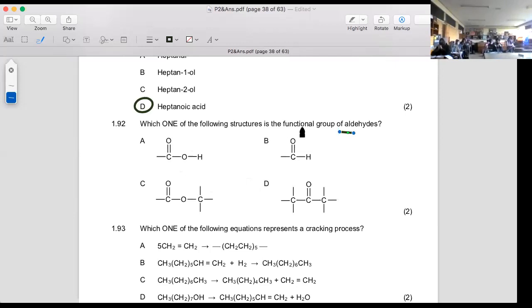So which one of the following structures is the functional group of aldehydes? Okay, so we're looking for a carbon on the end. That C double bond O is a carboxylic acid. It's got 2 oxygens, it's not an aldehyde. Is B the answer? Who says B? Well done.